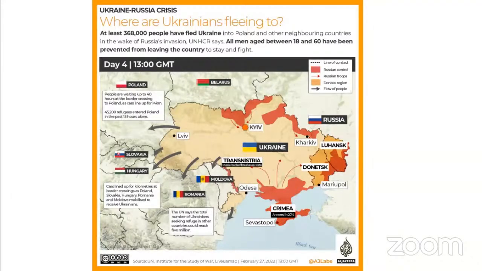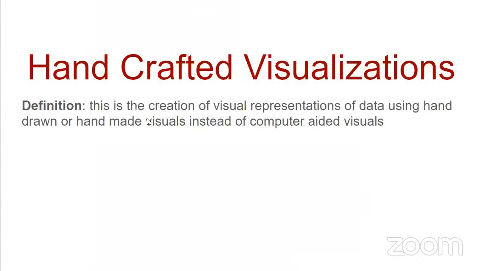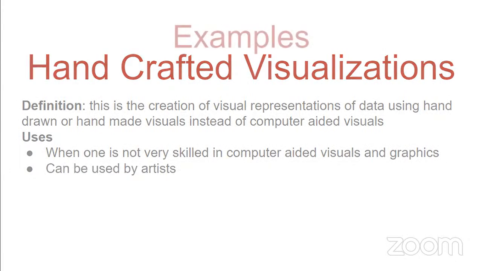So if you're a creative person, for example, if you're good at drawing, instead of having to start learning again how to do the visualizations on a machine, as long as you understand the basics of visualization, you can go about doing them by hand. So these are visualizations of data using hand-drawn or handmade visuals instead of computer-aided ones. When one is not very skilled in computer-aided graphics but is an artist, they can use that. They can really enhance the diversity.